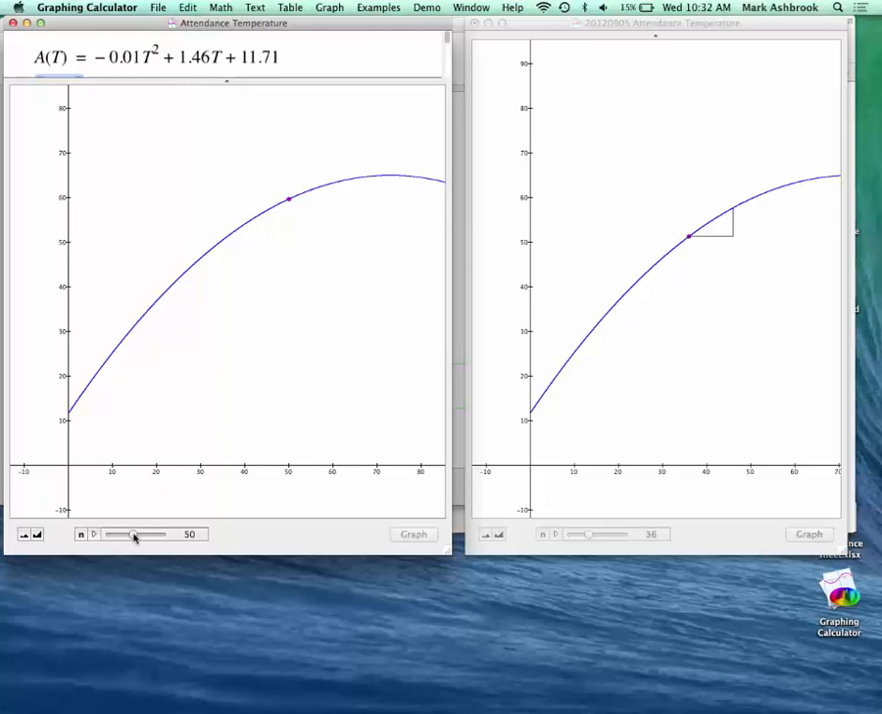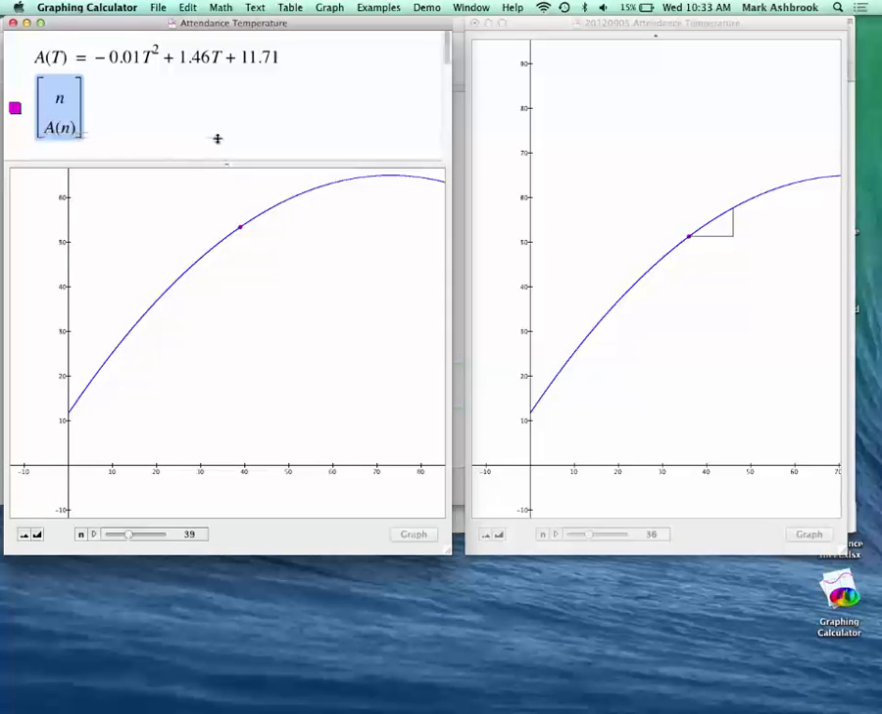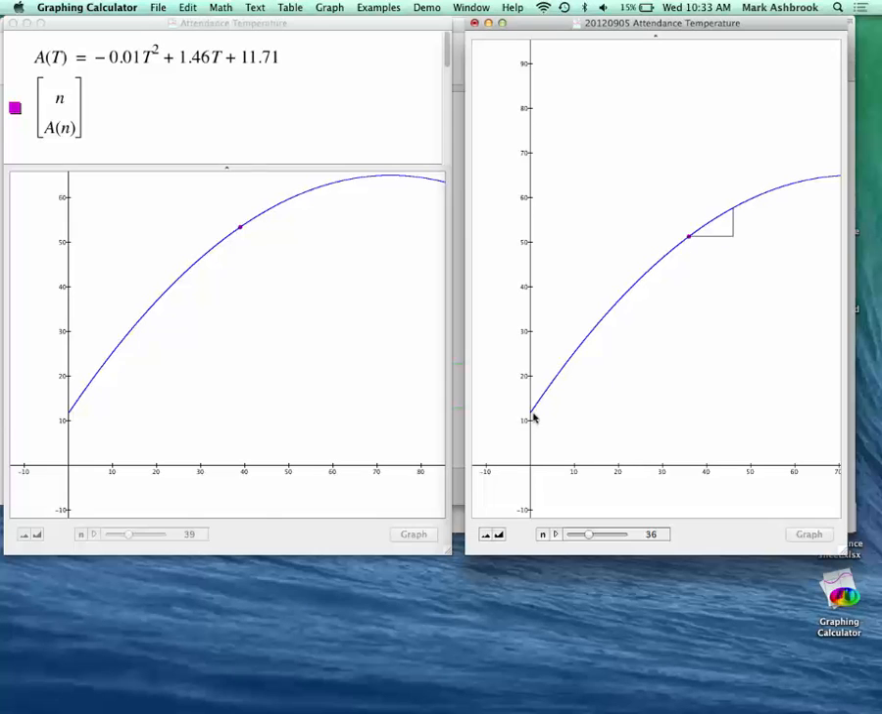What's the x-coordinate of the point? No, not 50 now. It's 26. Now it's 39. N, right? N. And then what's the y-coordinate of the point? Right, so if we want to get the exact point on the graph, we're going to use the function and get the output of the function when its input is n. So then we're gonna plot this point.